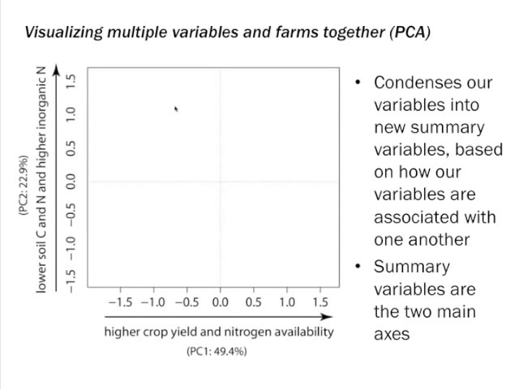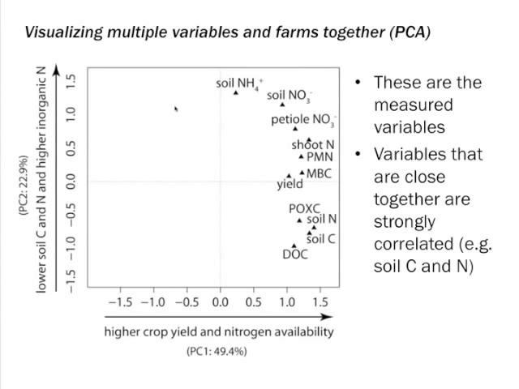And so PCA is a technique that condenses our variables into new summary variables based on how our variables are associated with one another. And these new summary variables are the two main axes of this graph that I'm going to layer on data. And so we have one variable on the x-axis called PC1, which is associated with higher crop yield and nitrogen availability as we move from left to right. And on the y-axis, we have another variable, PC2, that's associated with lower carbon and nitrogen, but higher inorganic nitrogen, or ammonium and nitrate, as we move from bottom to top.